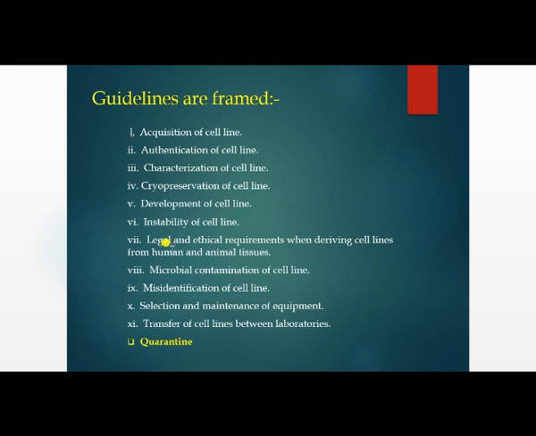Next is legal and ethical requirements when deriving cell lines from human and animal tissue. So you have to take the legal and ethical permission which is required for the cell lines. You can take the legal and ethical certificate from the hospital also, and you can take the legal permission of patients' relatives. After this you can proceed for the cell line culturing of those cells.